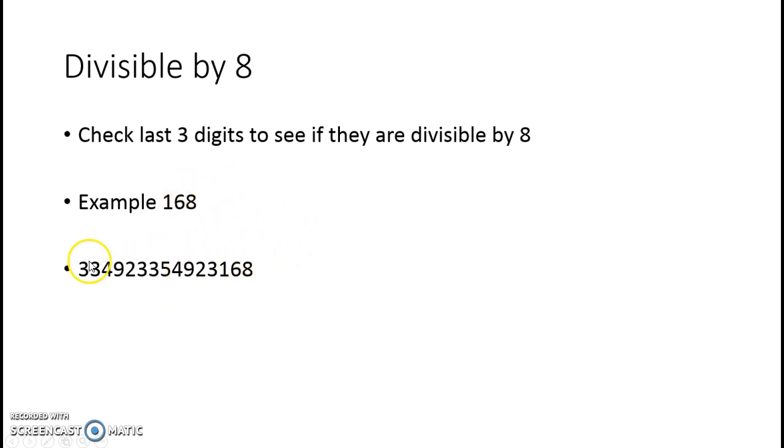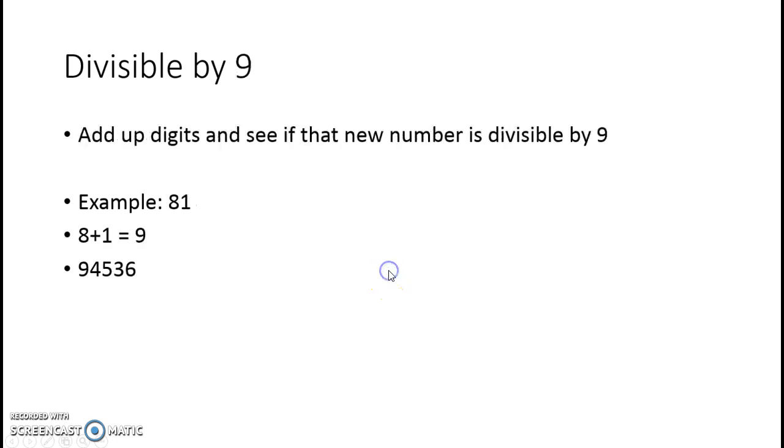This huge number right here, we can actually very quickly check to see if it's divisible by 8 by, again, lopping off those last 3 digits. 168, and that, as we see, is also divisible by 8. And so it would be divisible by 8.